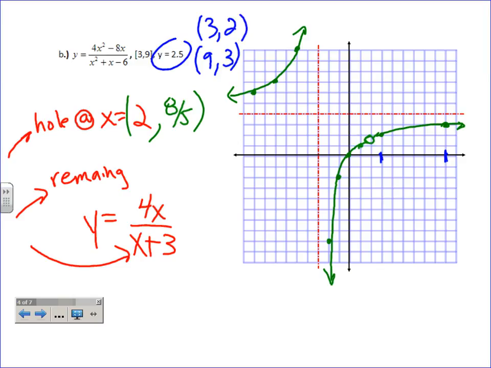So is the y value I'm asking for legit? It's between the two y values, exactly. So is it something we can find? Yes, it is. And so here's 2.5. Do you agree with that? So somewhere along the way, that had to have happened.